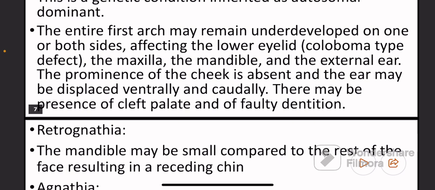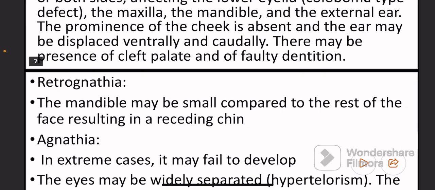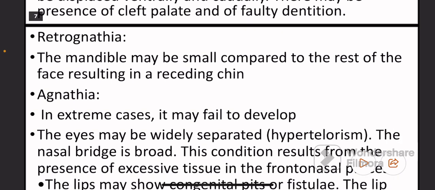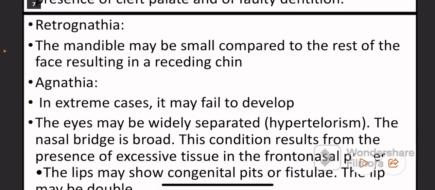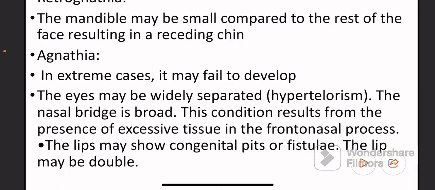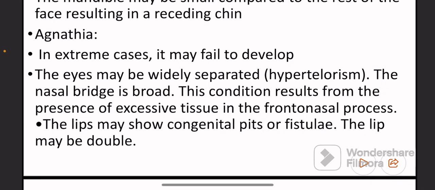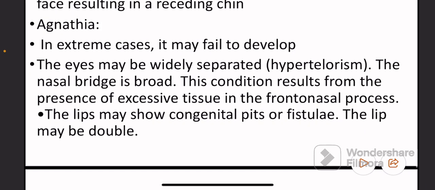Then retrognathia means there is a small mandible compared to the face. Retro means small and agnathia means absence of the mandible. In this condition, the eyes may be widely separated, and widely separated eyes are known as hypertelorism. The nasal bridge is broad. This condition results from the presence of excessive tissue in the frontonasal process. Lip may show congenital pits or fistulae. Lip may be double.